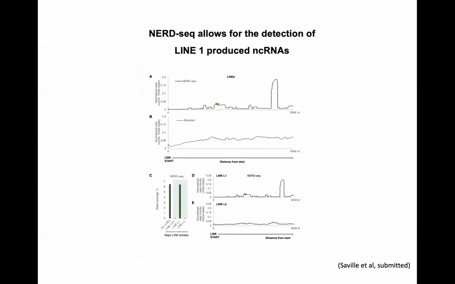Now, we have gone through this protocol and identified other classes of non-coding RNAs, and unfortunately, I don't have enough time to go into details, but we did also find classes of non-coding RNAs within LINEs that the standard protocol cannot identify, but the NERD-seq can, and that's particularly parts of LINE L1. So there are still many things that we don't know regarding those RNAs that are identified by our process.